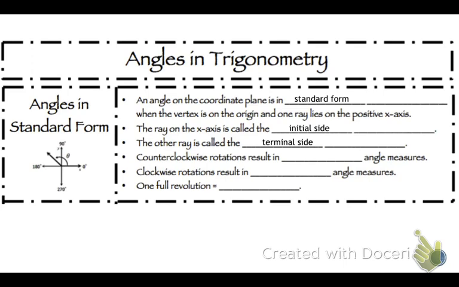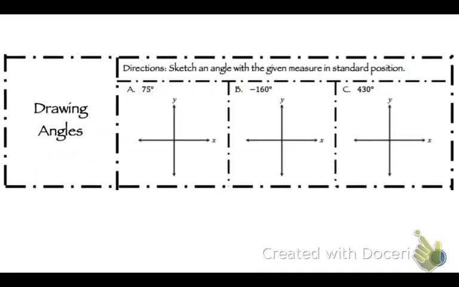Counterclockwise rotations result in positive angle measures. Clockwise are negative. And one full rotation or revolution is 360 degrees. Okay? So let's just get into sketching these.